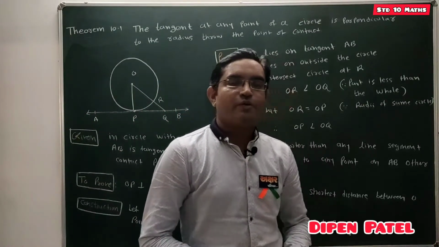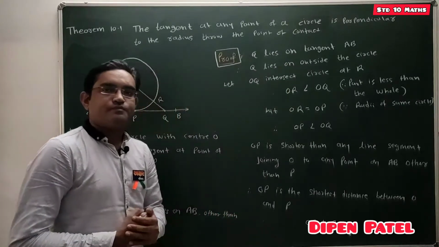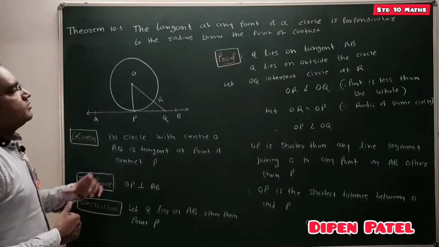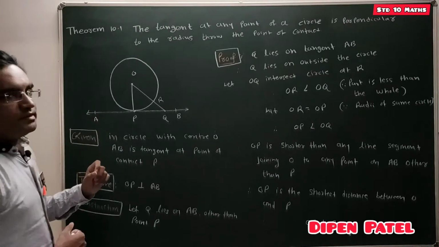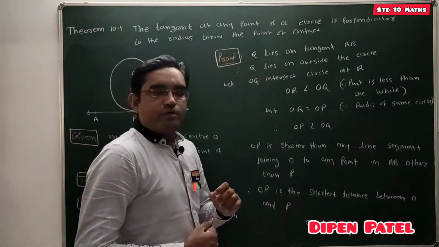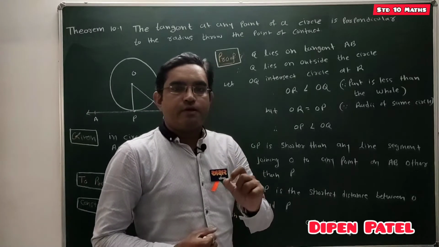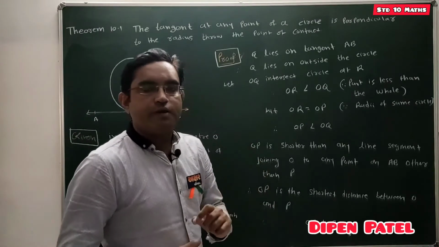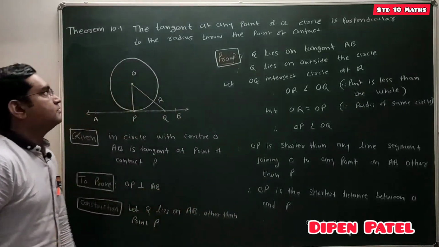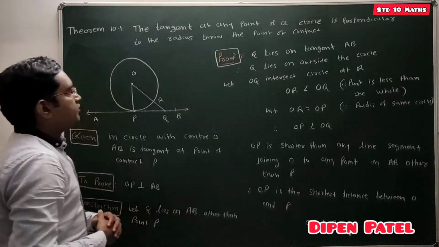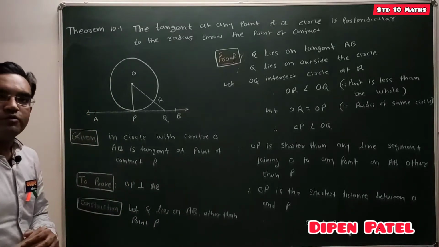In this video we are going to discuss theorem number 10.1. Here the logical theorem is there. Here we have to prove the tangent at any point of circle is perpendicular to the radius through the point of contact. The tangent at any point of circle is perpendicular to the radius through the point of contact.